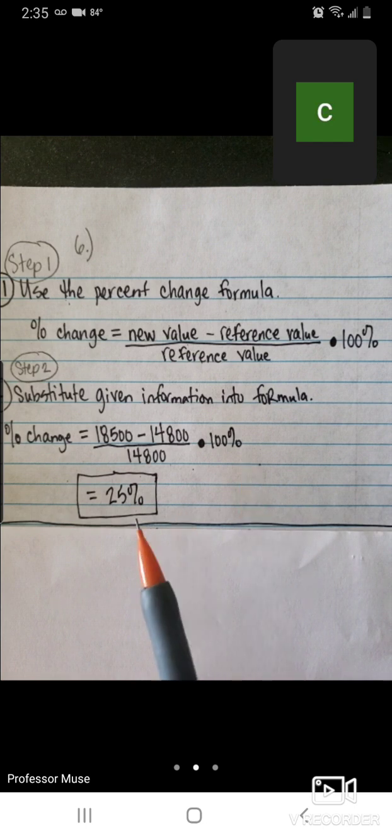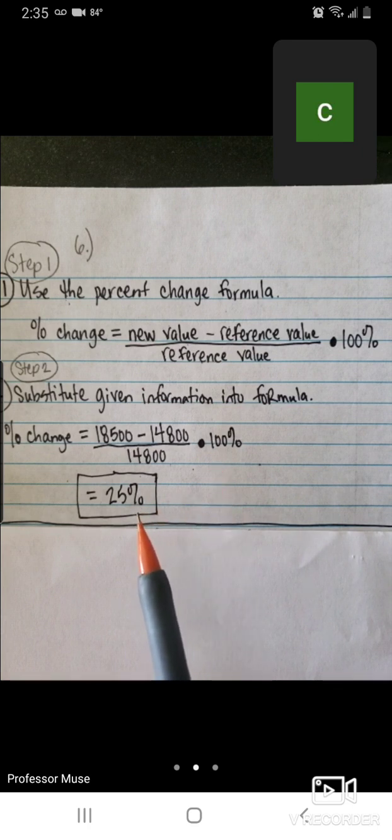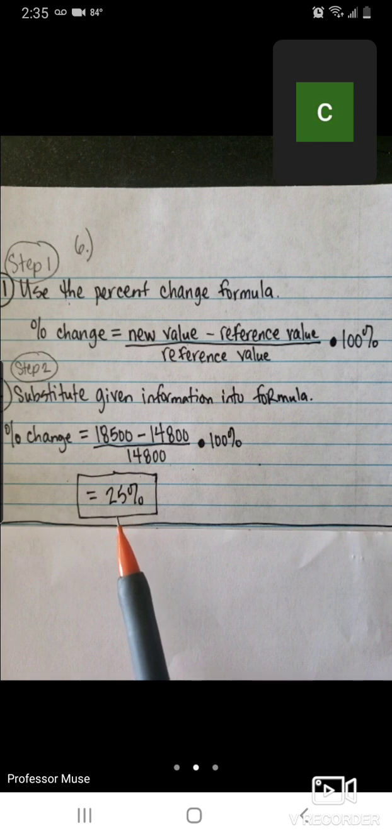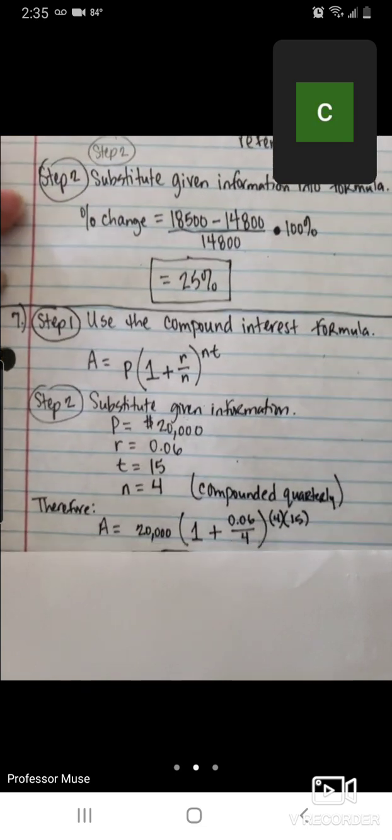All right, so shoot on over to Desmos, put this information in Desmos. You should get a final answer of 25%. And so the percentage increase in the average price of the boat is 25%. Remember that your answer is a percent. It is not going to be a decimal. All right, so that was number 6. We're going to move on to number 7.